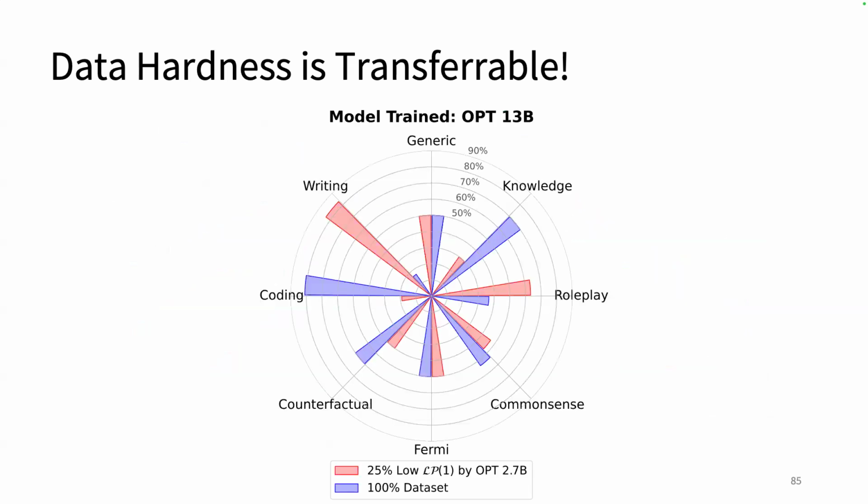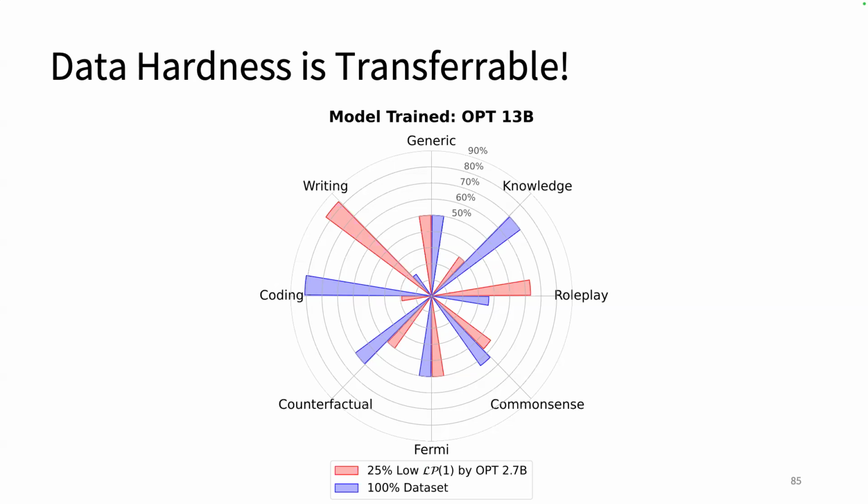So we do a more fine-grained analysis, with respect to the domains. So is data hardness transferable across all domains? But what we noticed here is there are some reasoning kind of tasks where the data hardness is not transferable as much as other tasks.